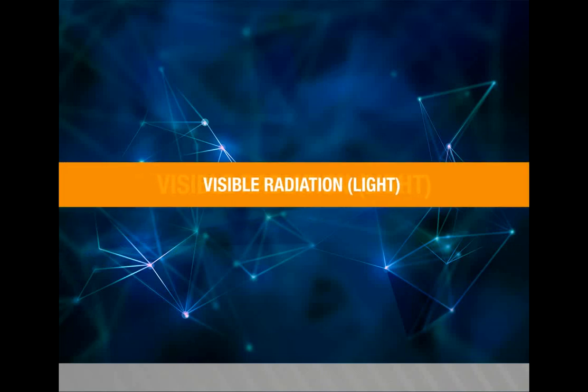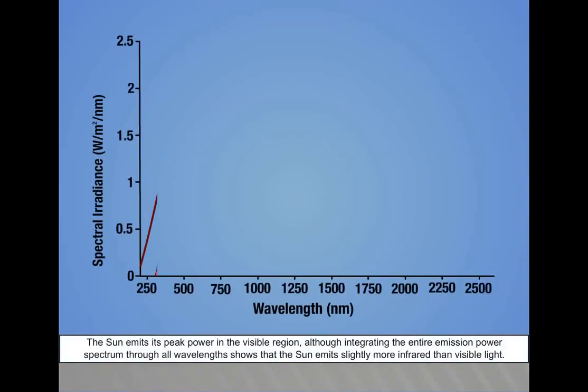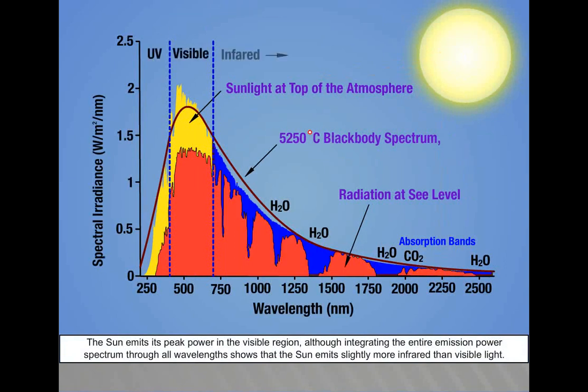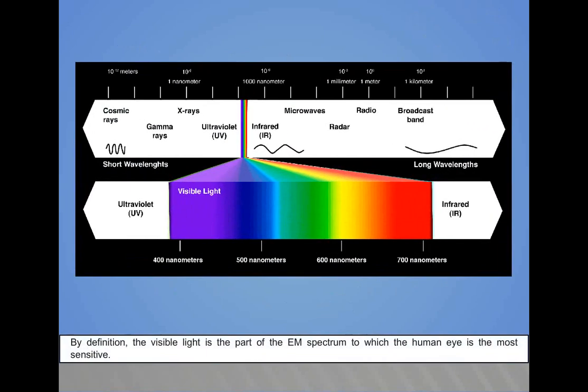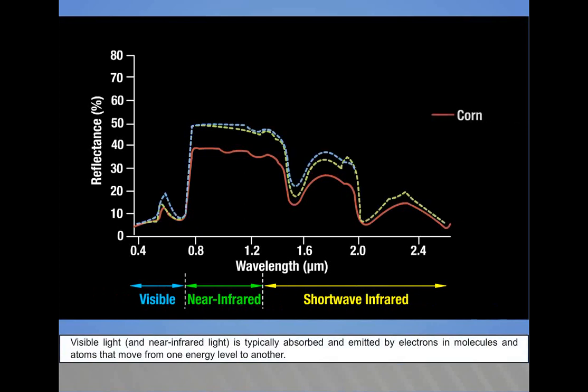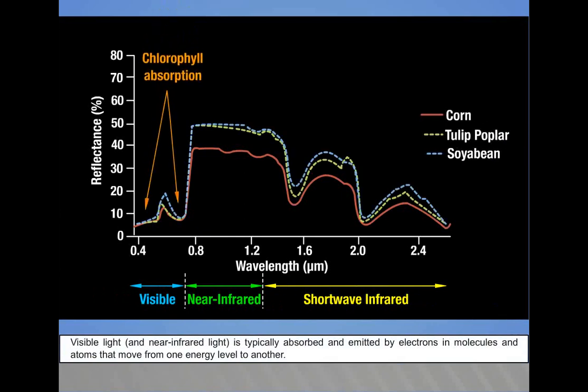Visible radiation, that is light. In this video, we are going to see about visible radiation, light. The sun emits its peak power in the visible region, although integrating the entire emission power spectrum through all wavelengths shows that the sun emits slightly more infrared than visible light. By definition, the visible light is a part of the EM spectrum to which the human eye is the most sensitive. Visible light and near-infrared light is typically absorbed and emitted by electrons in molecules and atoms that move from one energy level to another.